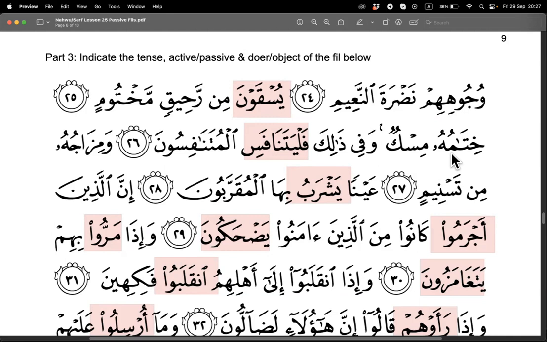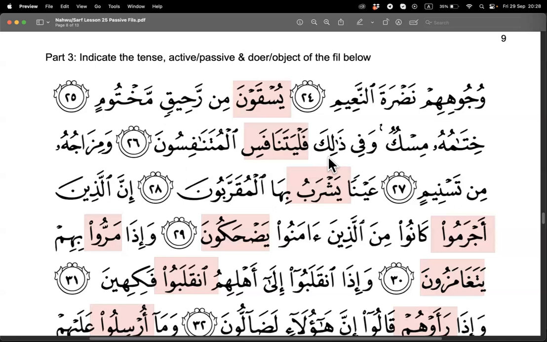Status of the mudaf is the mubtada. Yes, correct. This is rafa, so this is mubtada. Where's our khabar? Khabar is miskun. Very good. And then wa fi dhalika, what do we have here?